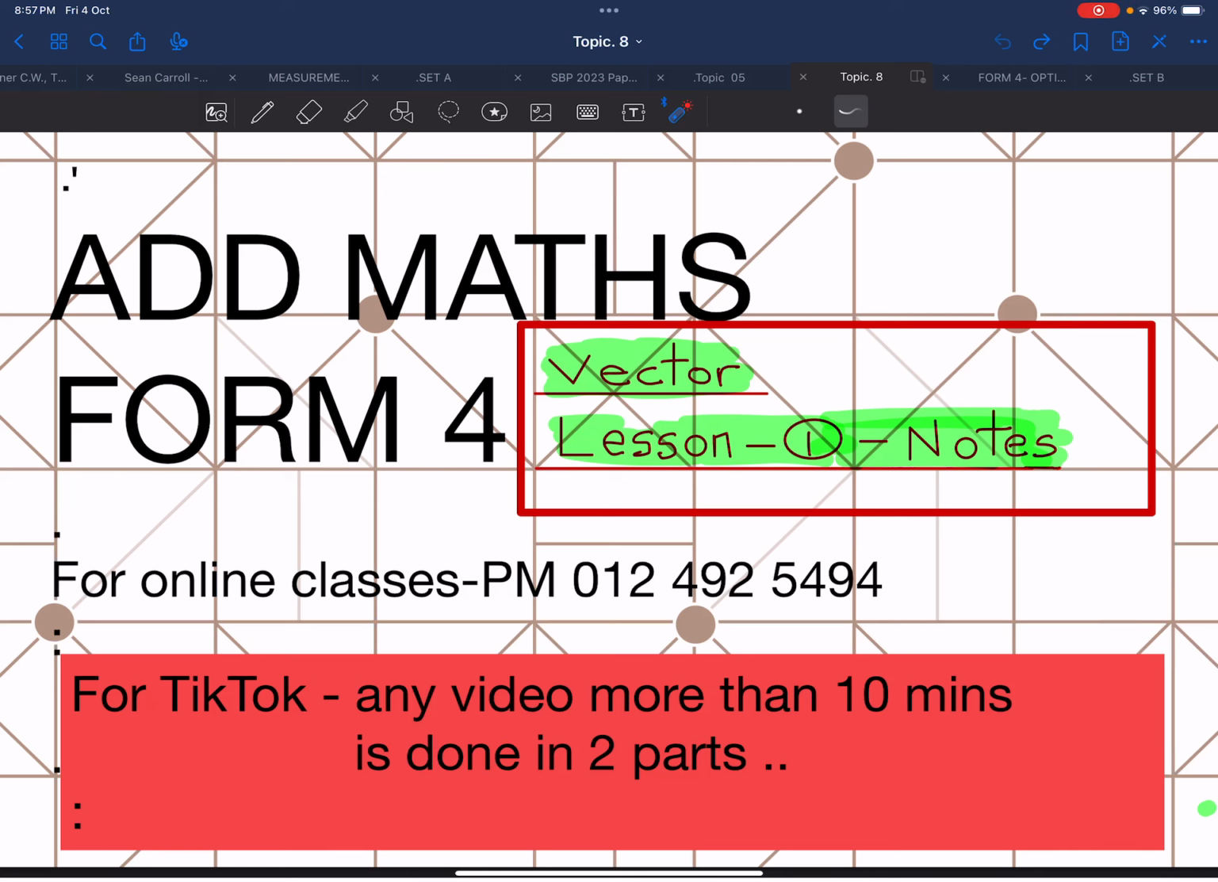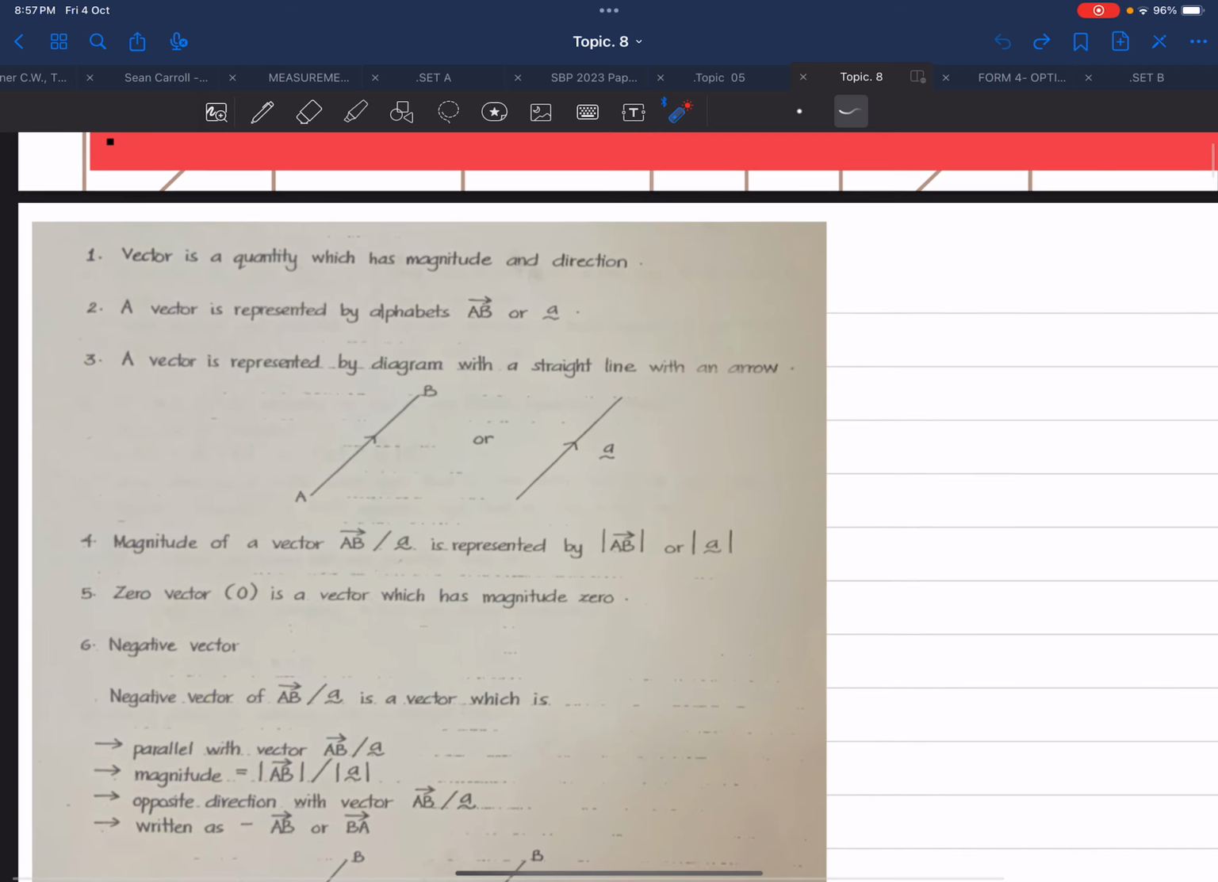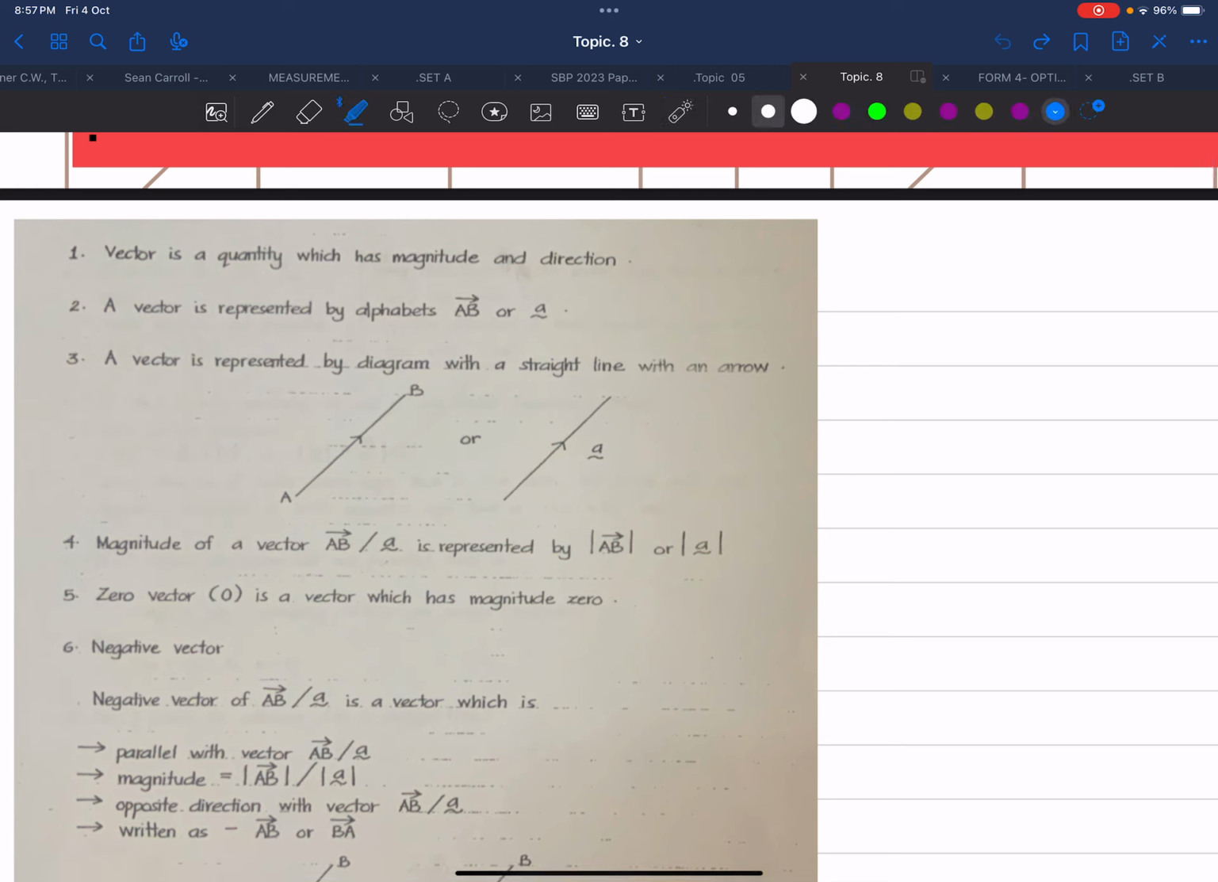Maths Form 4. Topic: Vector. Lesson 1. Notes. Number 1. Vector is a quantity that has magnitude and direction. You have learned this in your Physics Form 4.